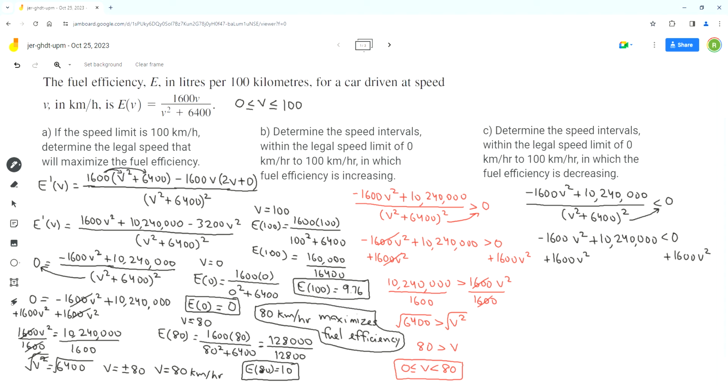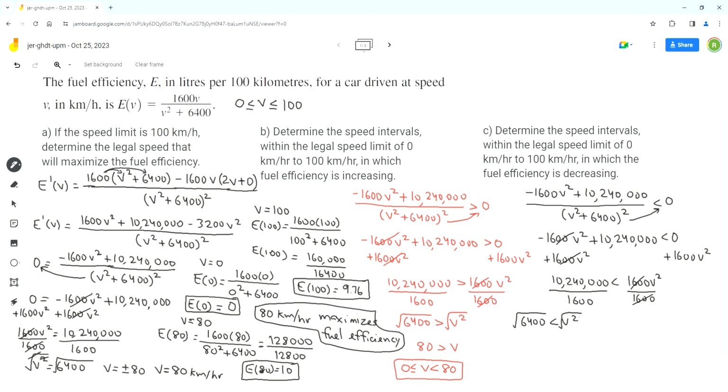So the 1600 V square on the left side will cancel each other out. So we get 10,240,000 is less than 1600 V square. And now we can divide both sides by 1600. So the 1600 on the right side will cancel each other out and we get 6400 is less than V squared. Now we can apply square root to both sides.